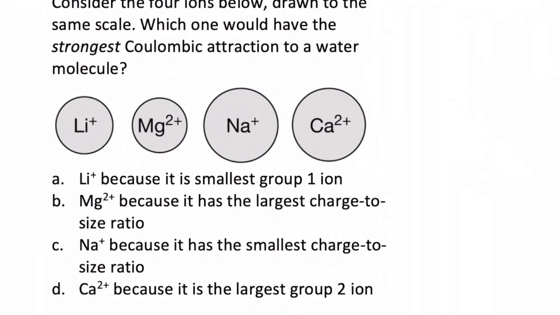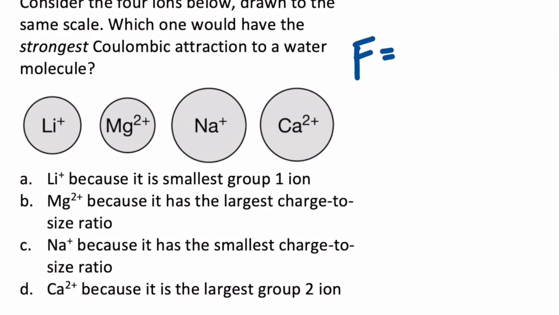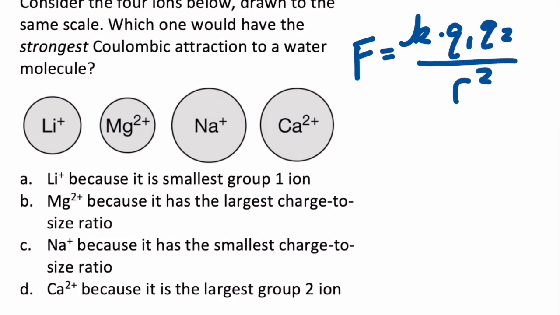Okay, last multiple choice. Consider the 4 ions. Which one would have the strongest Coulombic attraction? A Coulombic attraction is based on Coulomb's law, which is the force of attraction between charged particles is a constant times the product of their charges, Q1 Q2, divided by their radius squared.